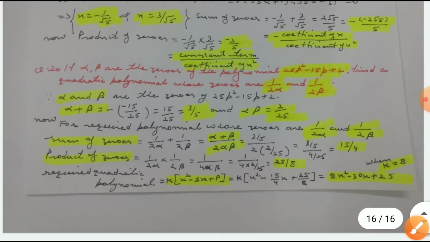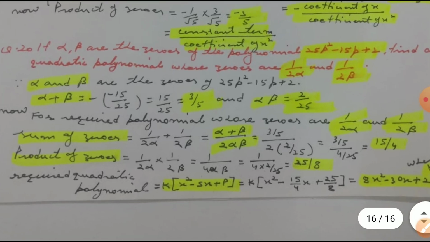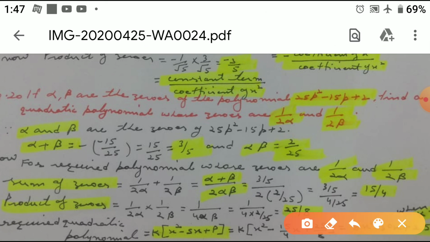Next is, if alpha and beta are the two zeros of the polynomial 25p square minus 15p plus 2, find a quadratic polynomial whose zeros are 1 by 2 alpha and 1 by 2 beta. Clear? So it's simple. Alpha and beta are the zeros of this. So we get alpha plus beta as 3 by 5 by using the formula. Alpha beta is c by a, that is 2 by 25.